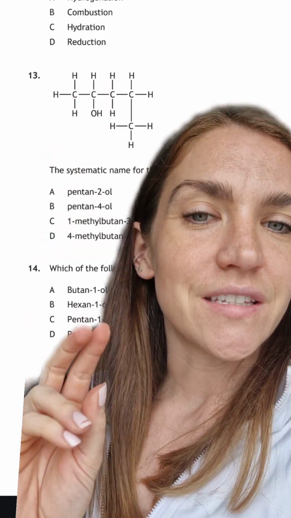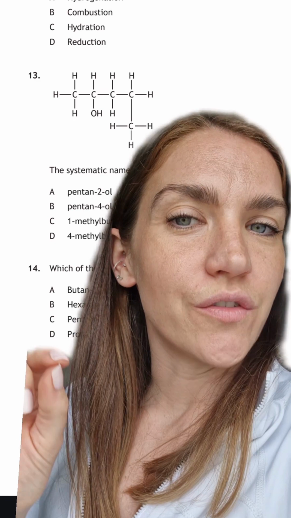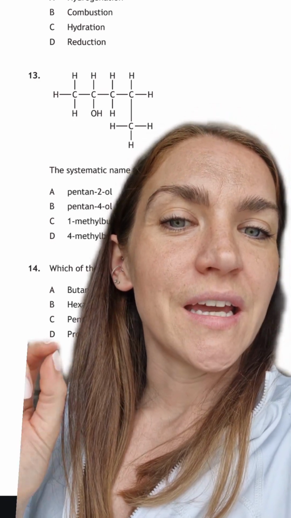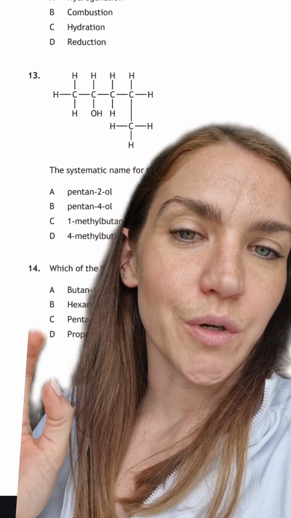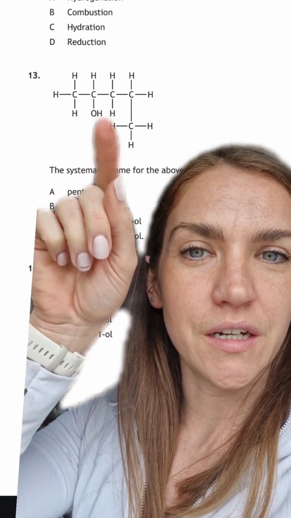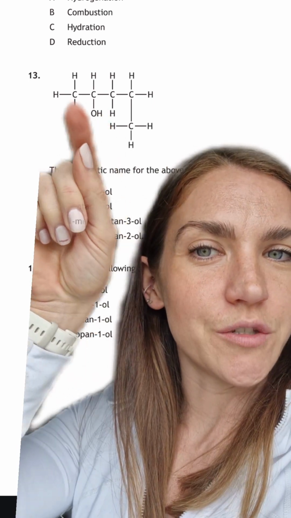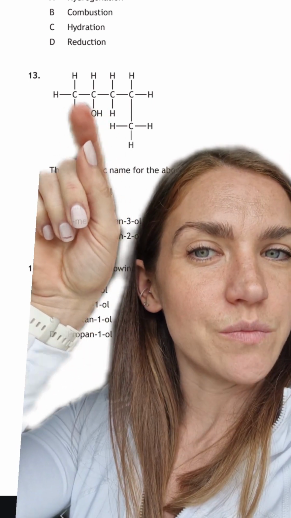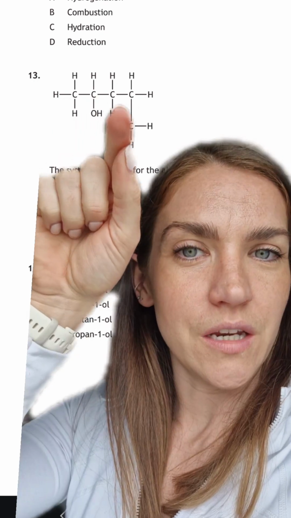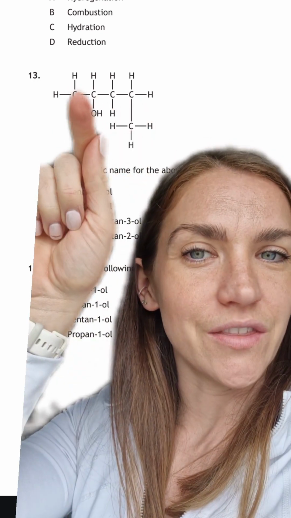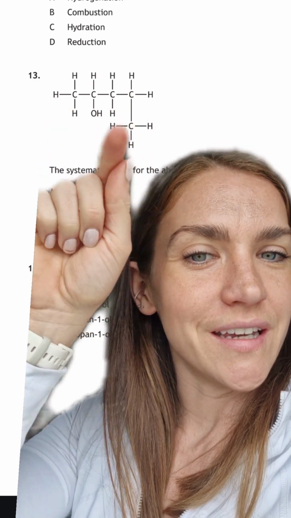The second thing is to number the chain from the end closest to where the functional group is, if there is one. If not, number from the end closest to where the branch is. In this one here, there's a hydroxyl functional group here, so we would number from this carbon. So this would be 1, 2, 3, 4, 5. Notice again, there's actually a long chain of 5 in an L shape.